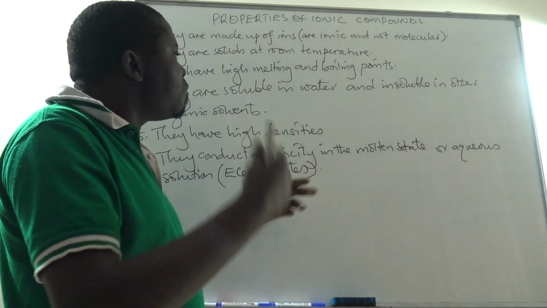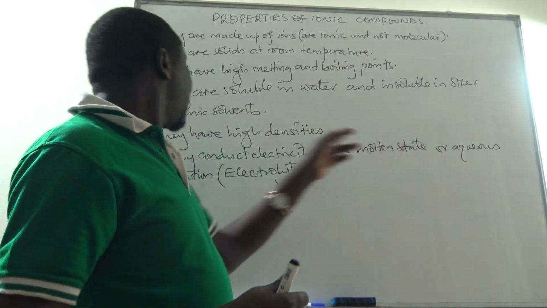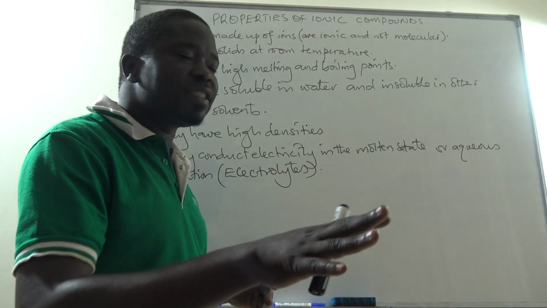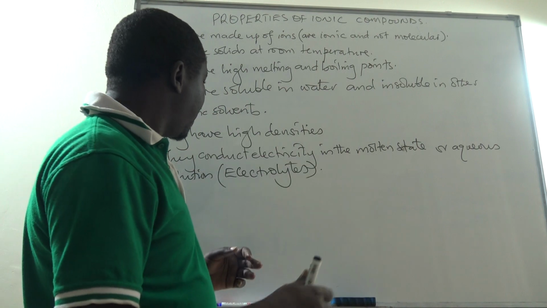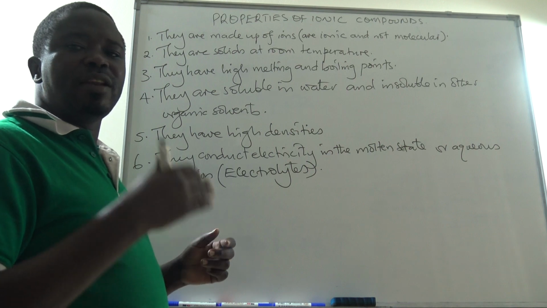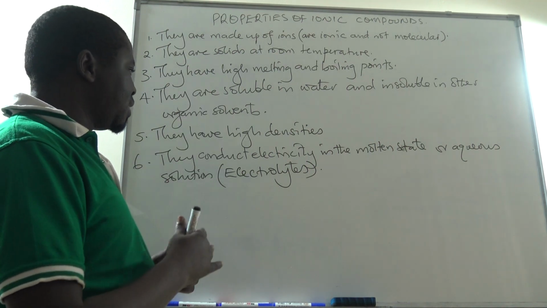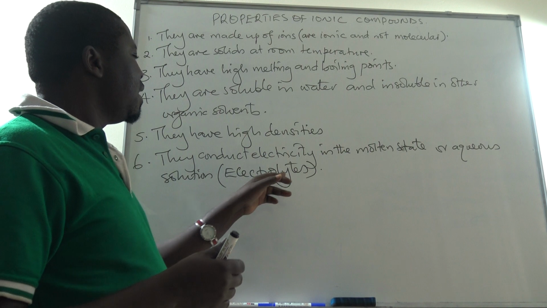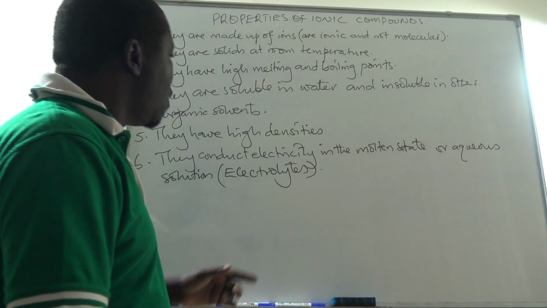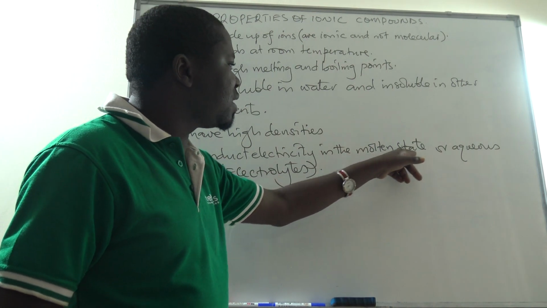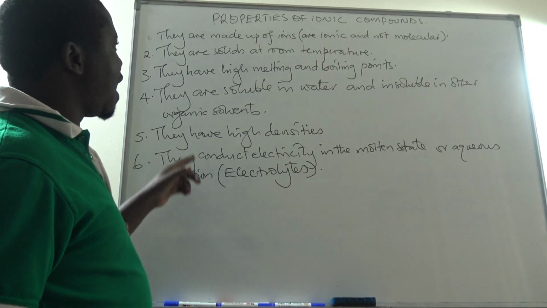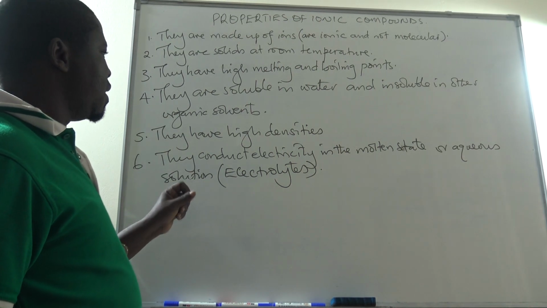Reason being, in the molten state or in the aqueous solution, these ionic compounds will be having free ions. Their ions will be set free. But they cannot conduct electricity in the solid state, since in the solid state they do not contain free ions. And for that reason, we refer to them as being electrolytes. And electrolytes are compounds, not elements, but compounds which conduct electricity either in the molten state or in the aqueous state. And for that reason, we have said that the ionic compounds are said to be electrolytes.